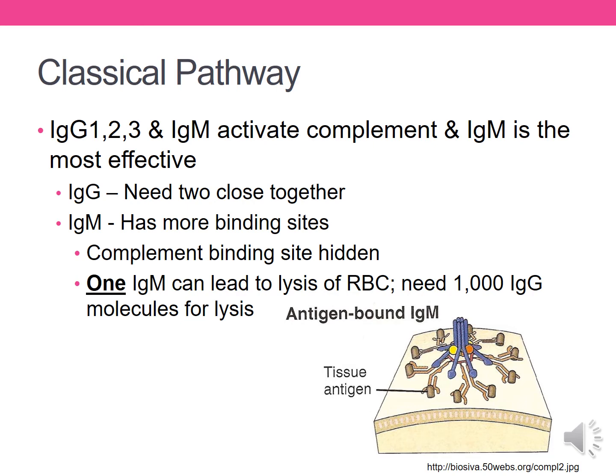Alright. So for instance, we could say in order to lyse a red blood cell, we only need 1 IgM. For IgG, we need 1,000 IgG antibodies to lyse 1 red blood cell. And this is mainly because the antigens are so spread apart on a red blood cell that we have to have 1,000 linked together in order to start this classical pathway, this complement cascade.